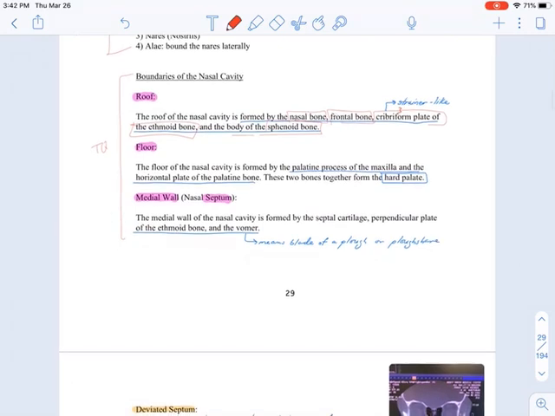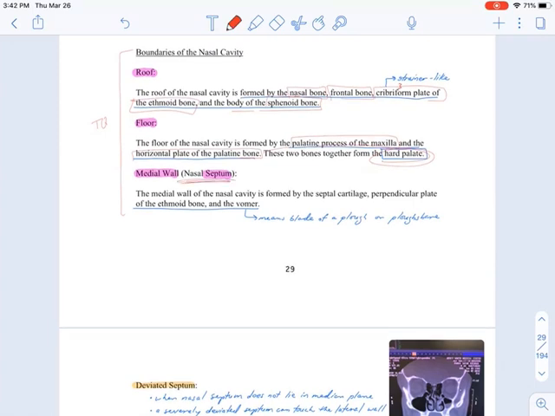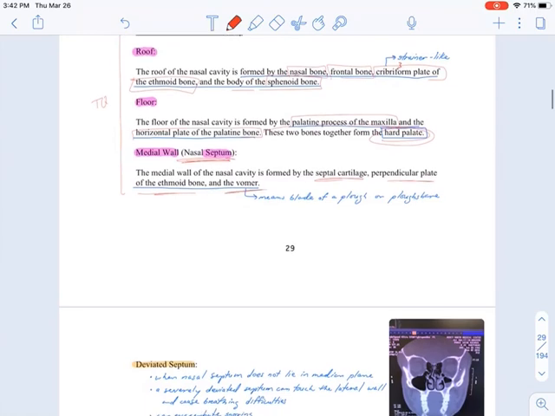Floor, palatine process of the maxilla, horizontal plate of the palatine bone, and when those two are combined, it's also called the hard palate. So the floor, hard palate. We have our medial wall, otherwise known as your nasal septum. So that's going to be formed by cartilage, and then the perpendicular plate of your ethmoid, and then your vomer.